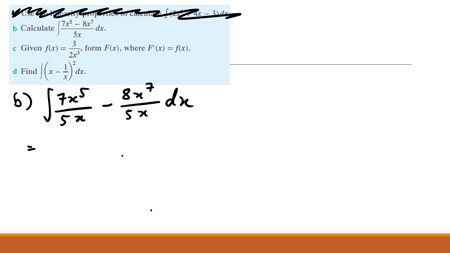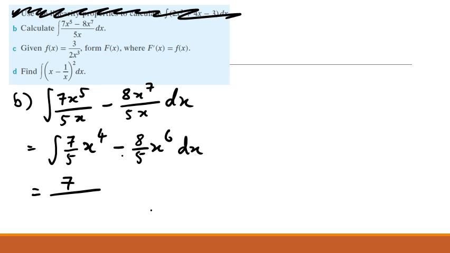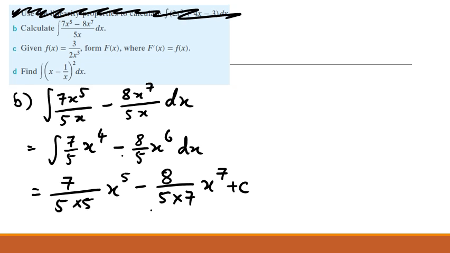Then divide your powers. Well, it's 5 minus 1. 4. This one will be a 6. So then 7 over 5 times 5, x to the power 5, minus... Is anyone confused if I just write the times 5 or do they need to see what happened? Yes? No? Maybe? Can I get an answer? No? Okay. 8 over 5 times 7 plus C.